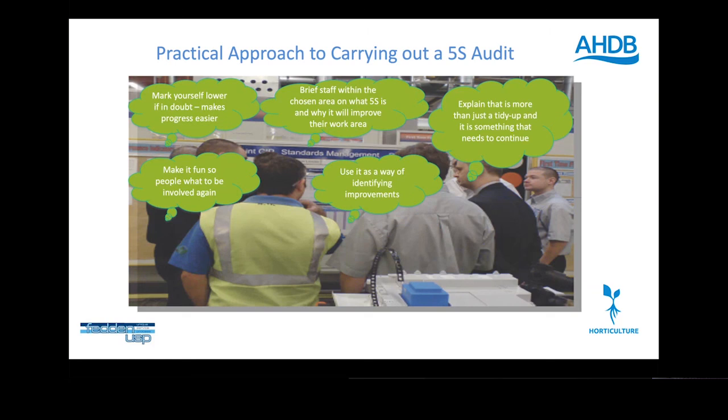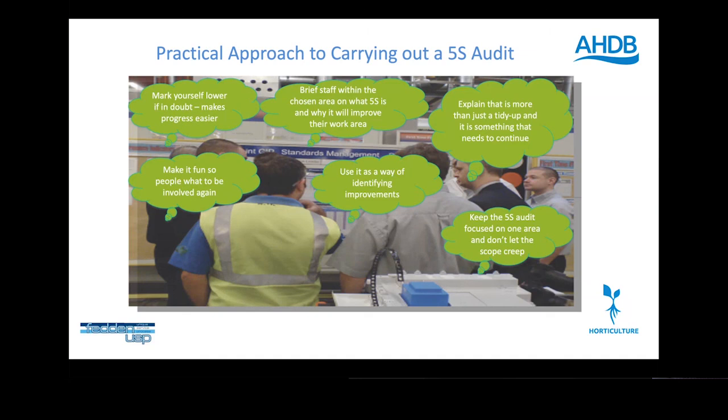Use it as a way for identifying improvements. We've talked about keeping the 5S audit focused on one area. The risk is that you try to 5S audit the whole business, or apply 5S to the whole of the business in one go. You're better off doing one area at a time and getting each of those areas looking the way you want it to look before you move on to the next area.